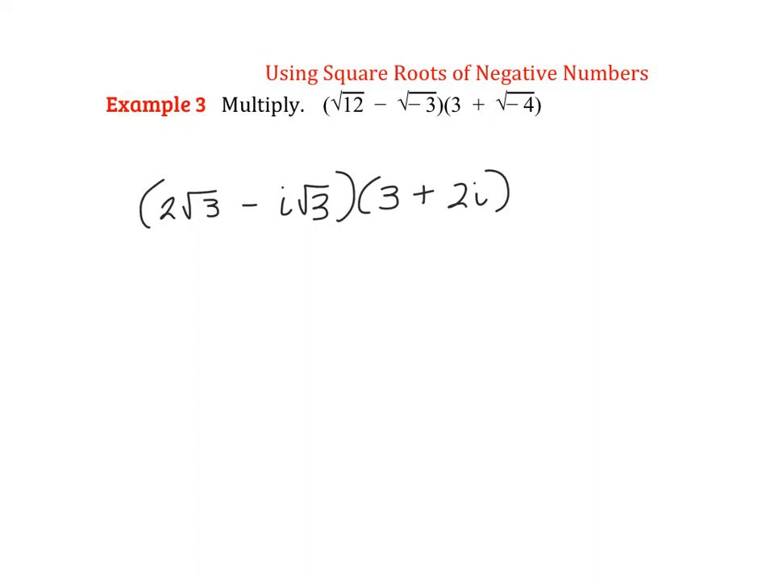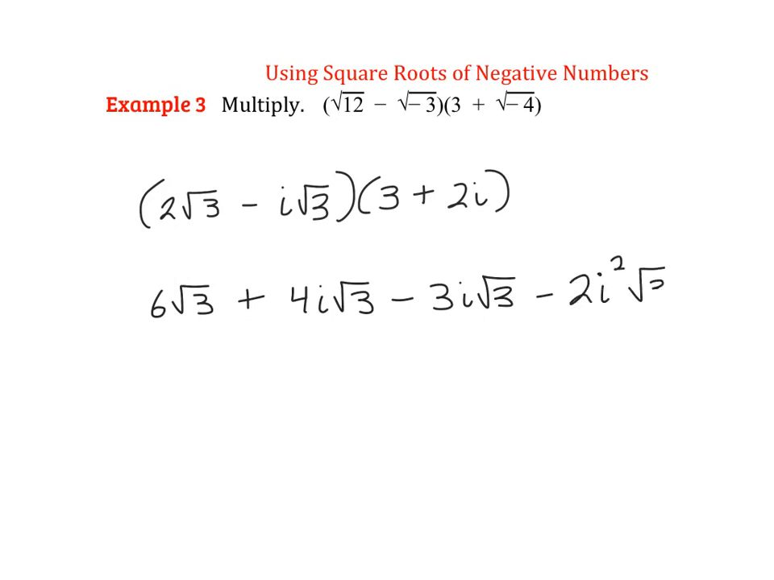So now I'm going to FOIL this out, multiply it out. So 2 root 3 times 3 is 6 root 3. And then we have plus 4i root 3. And then we have minus 3i root 3. And then we have minus 2i squared root 3.